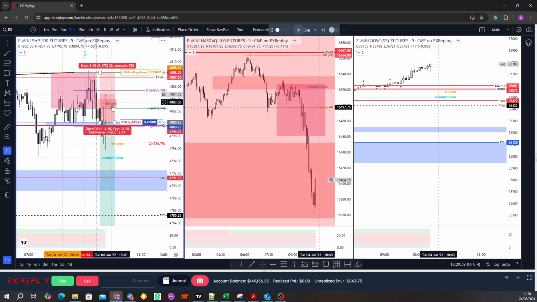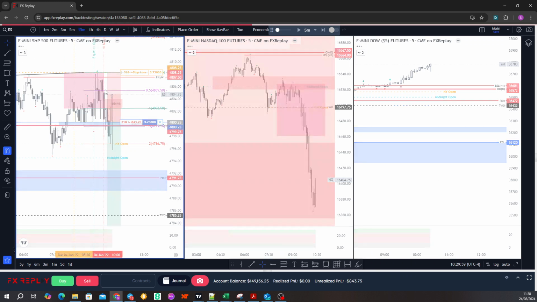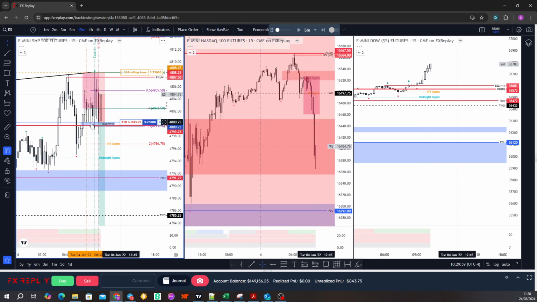Okay, that's a problem there. It's disrespected the BISI 500, the M5 BISI. So if we go back to the 15-minute, we probably find it respected the 15-minute. So these are key insights to take.